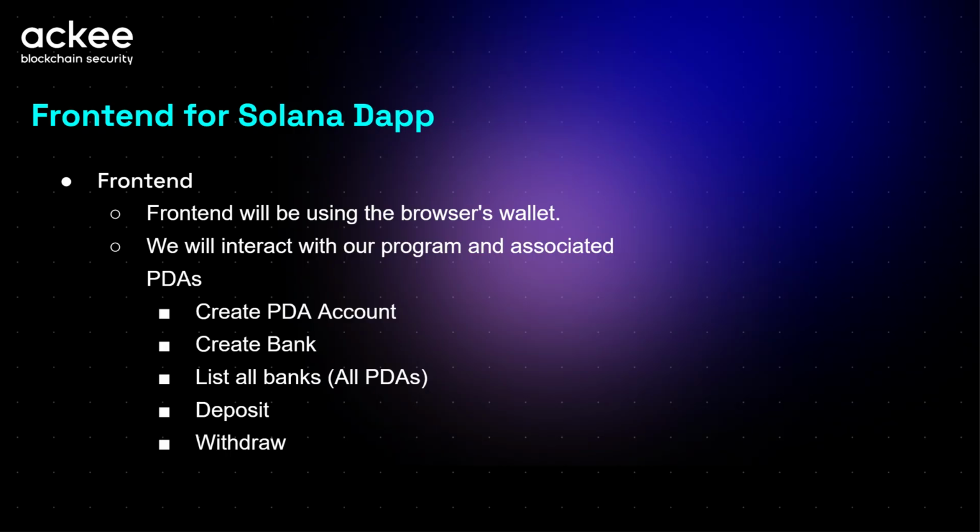So our front end will use our browser's wallet. In my case, I'm using Phantom, and we will use our front end to interact with our program and create the required PDA accounts. We will create a bank. Then our front end will be able to list all the banks. And we will also add functionality to deposit some funds to the bank. So every time you click a button, we will deposit 0.1 Solana to a bank account.